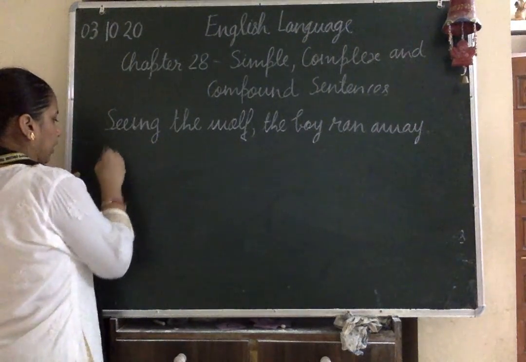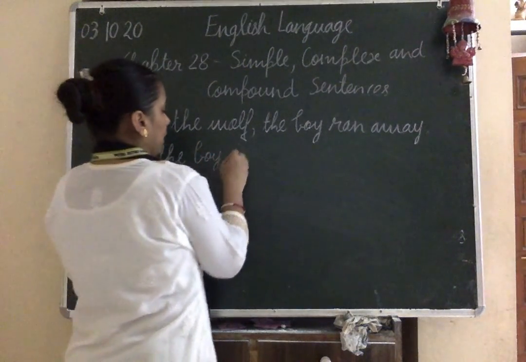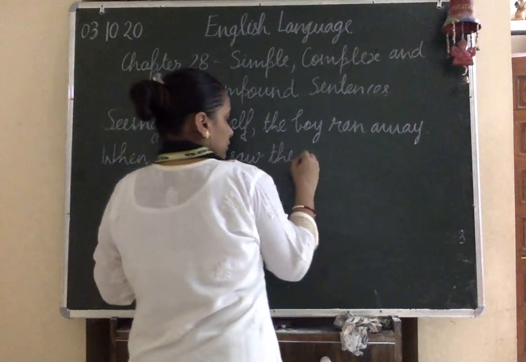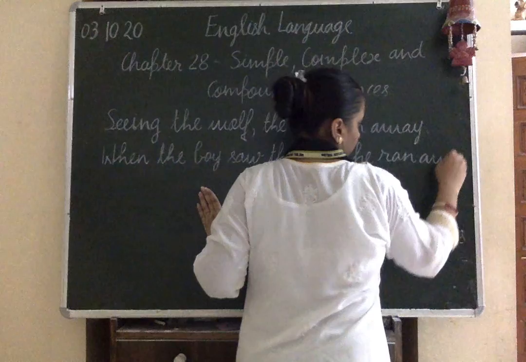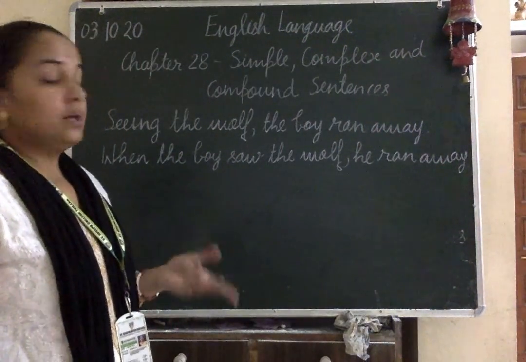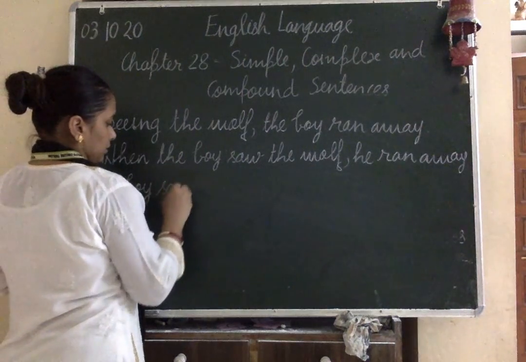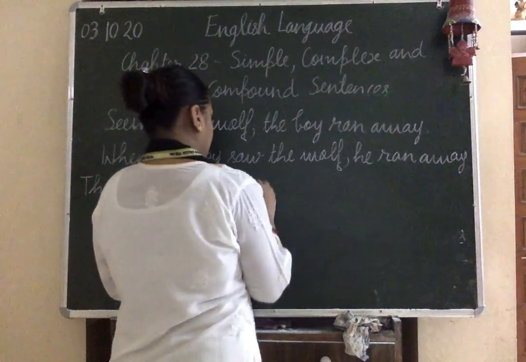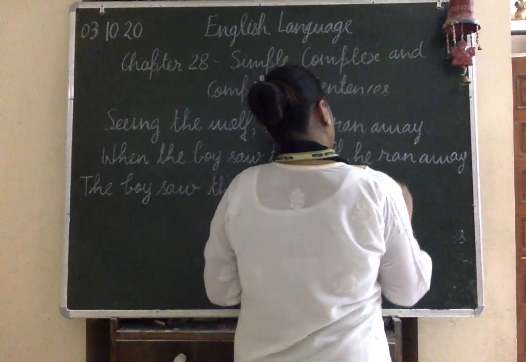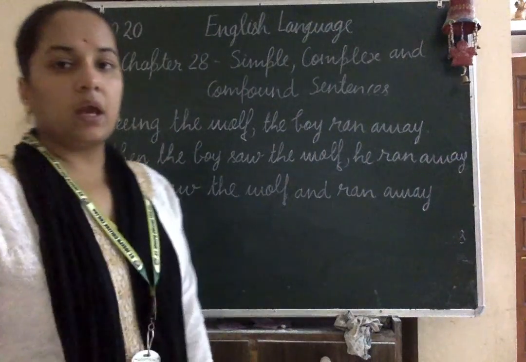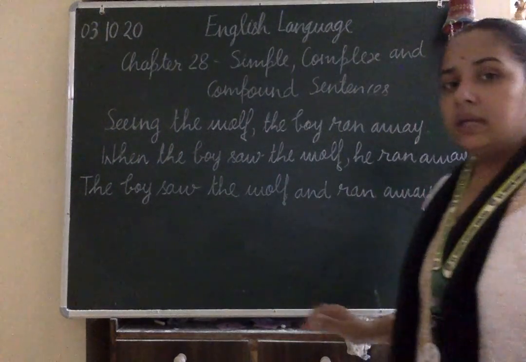Another, when the boy saw the wolf, he ran away. The last one, the boy saw the wolf and ran away. Now here you can see that in all these three sentences, the meaning is the same.